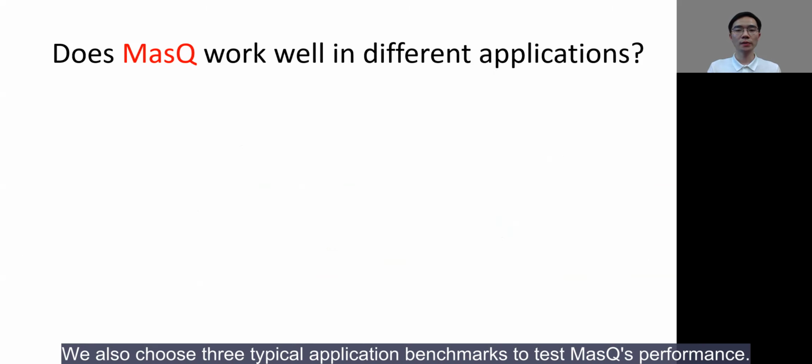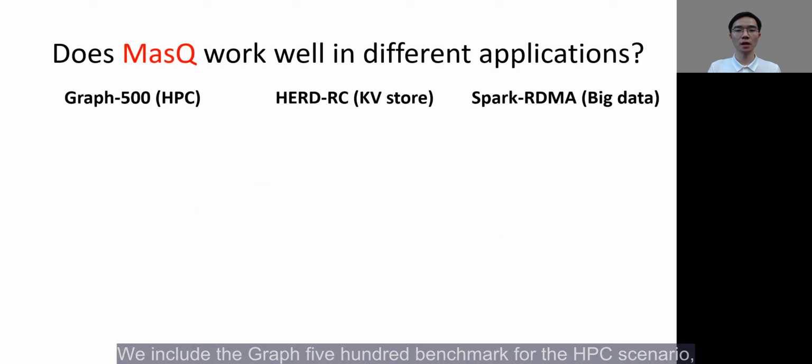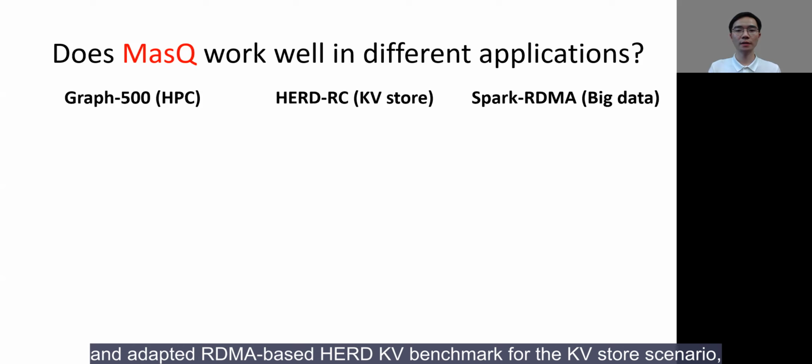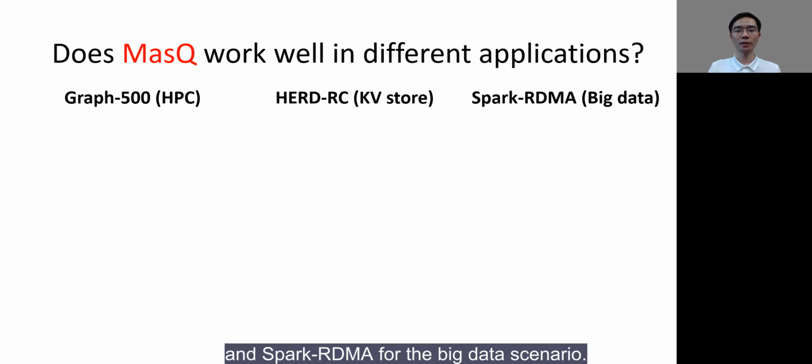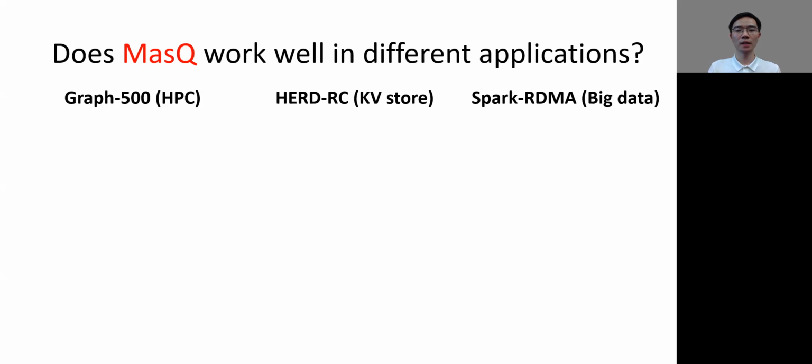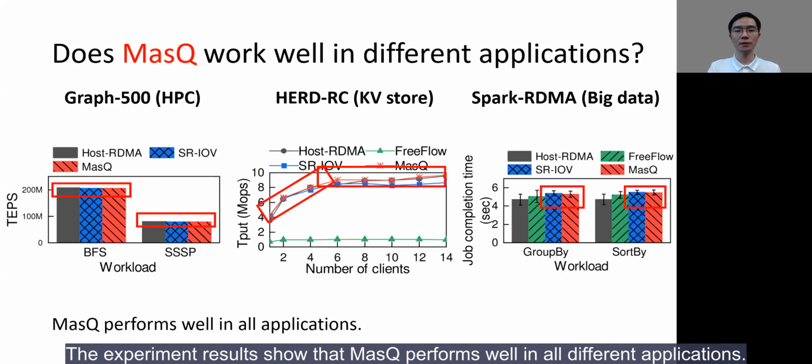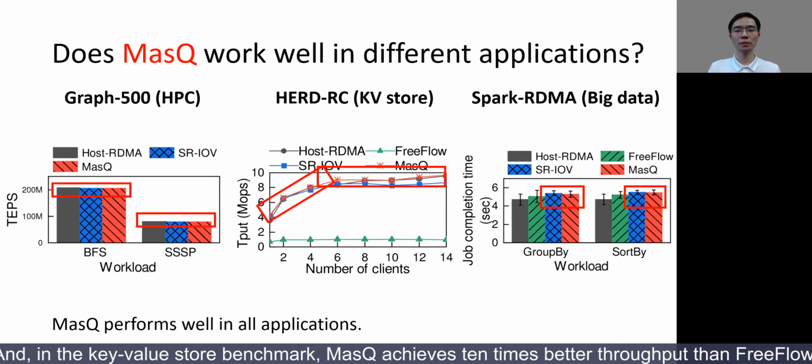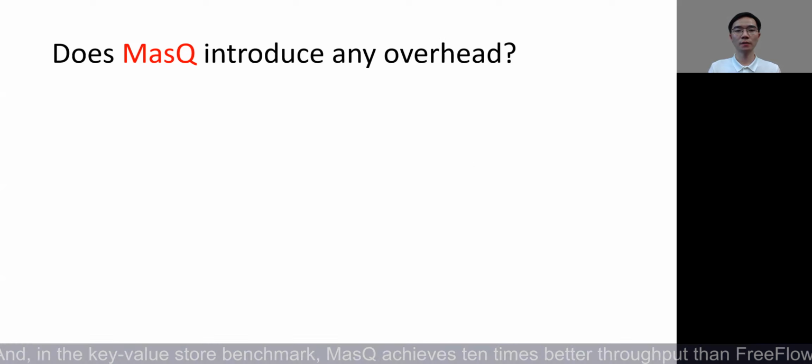We also choose three types of application benchmarks to test MasQ's performance. We included the Graph 500 benchmark for the HPC scenario, adapted the RDMA-based HERD KV benchmark for the key-value store scenario, and Spark RDMA for the big data scenario. The experiment results showed that MasQ performs well in all different applications. And in the key-value store benchmark, MasQ achieved 10 times better throughput than FreeFlow.